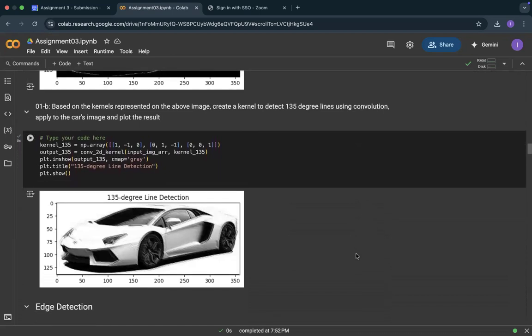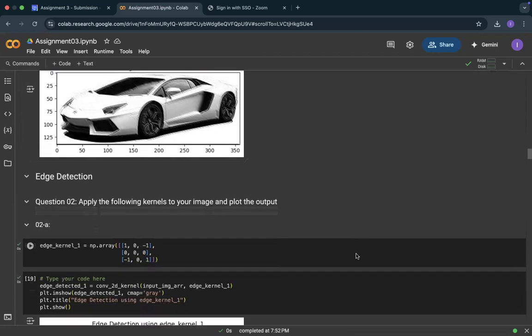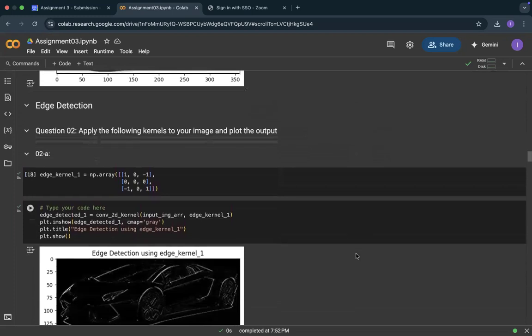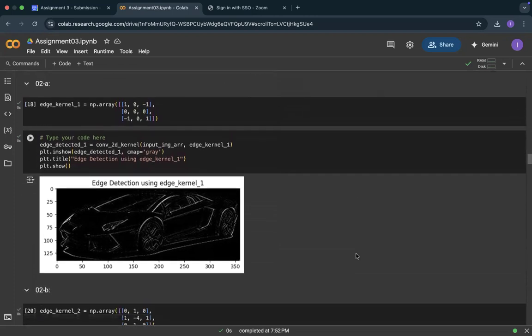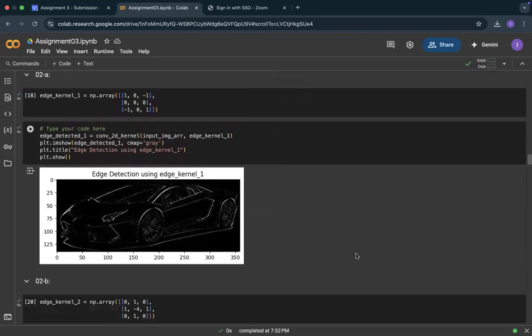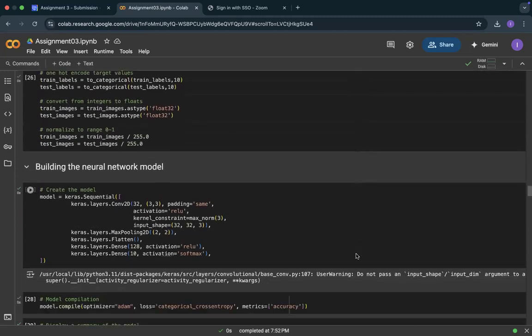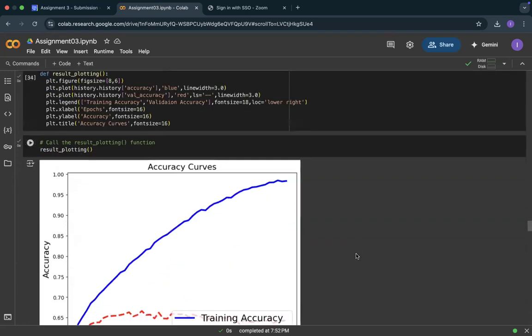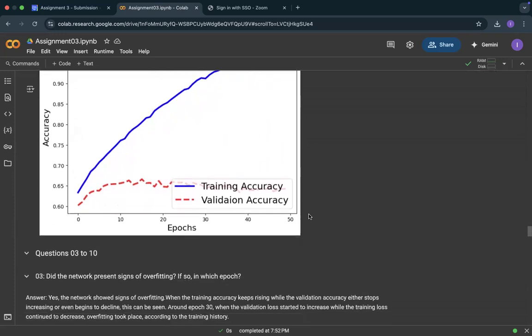Similarly, for detecting 135-degree edges, we used this kernel. This highlights edges in the opposite diagonal direction from top right to bottom left. After defining these kernels, we applied them to an image of a car and plotted the results. The output showed clear edge detections emphasizing diagonal lines in the image. This displays the graph.